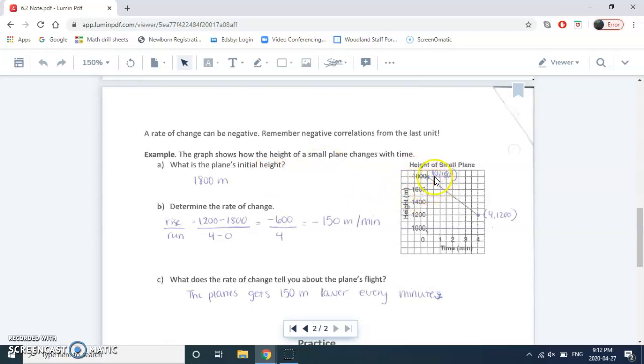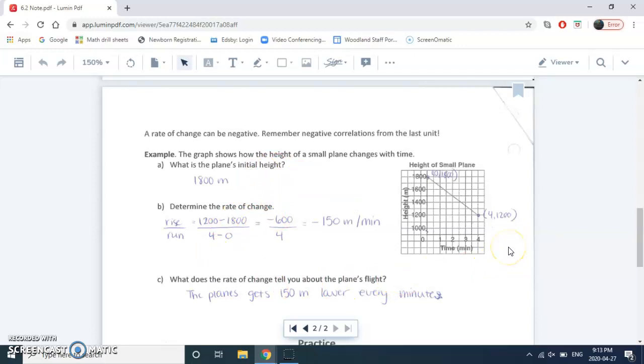So according to this graph here, we see that the initial height is right at the top there. We can see where the line connects right with our y-axis here, and that's at 1,800 meters. So the plane is already in the air and it is flying. So now we're going to see what its rate of change is as it's going down. So determine the rate of change.